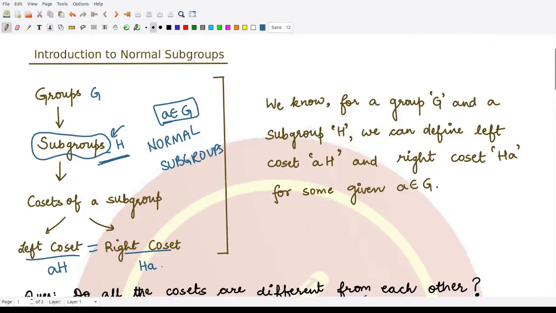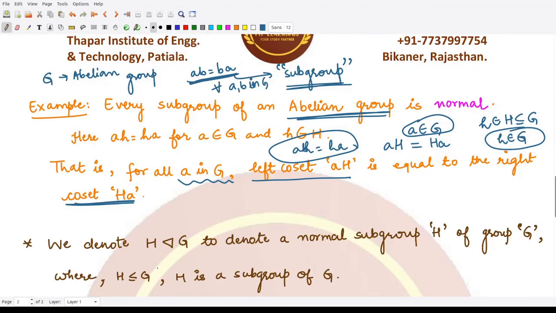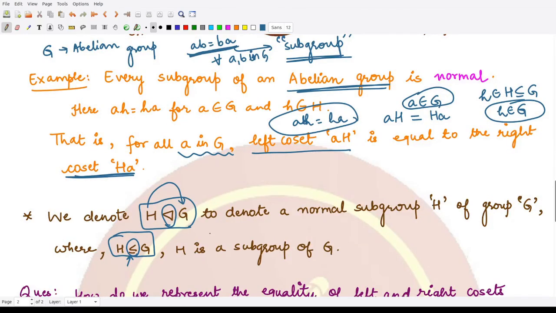So I hope you understood normal subgroups. Now next, let's have a look here. We denote H, this triangle sign, G. This symbol represents that H is a normal subgroup of G. Remember, we use the earlier symbol to represent that H is a subgroup of G. Instead of using that symbol, now we use this triangle symbol to say H is a normal subgroup of G, right? This is the notation.